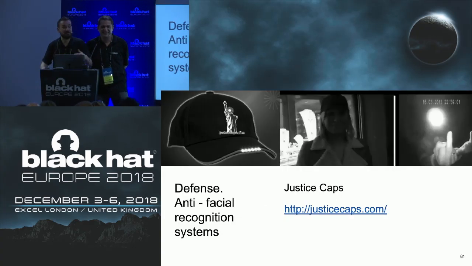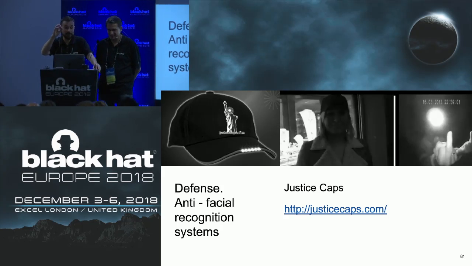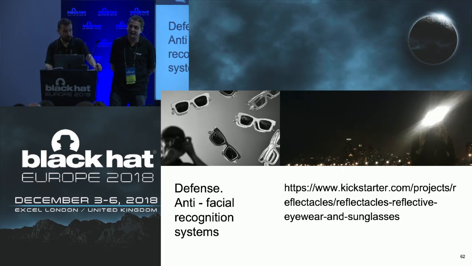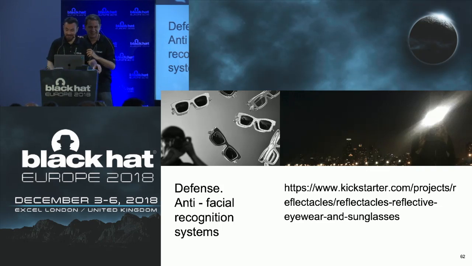So the idea is you can spend money and, for example, buy this justice cap. This is just a simple cap that has an infrared LED that blinds the cameras, okay? You can even buy these glasses, which are cheaper. It's a Kickstarter project, okay? In this case, they don't have infrared LEDs. They reflect the infrared of a camera and blind the camera. It works better with cameras with night vision, because the night vision of cameras works only with infrared LEDs.